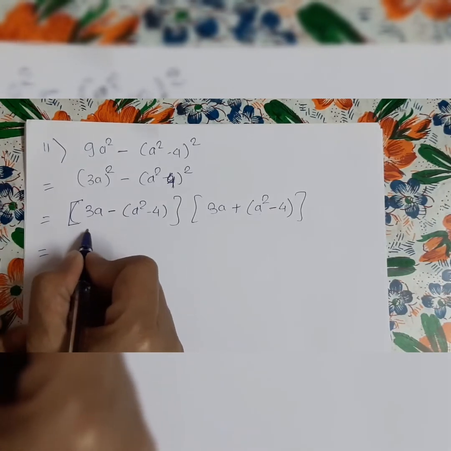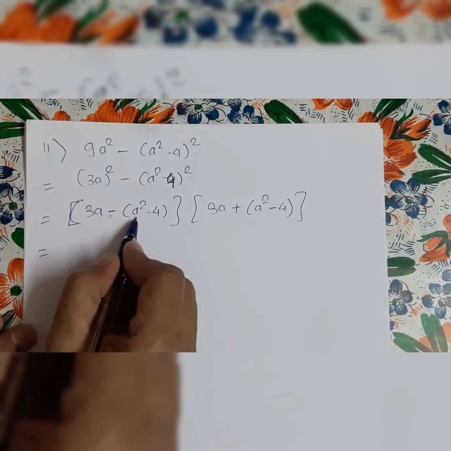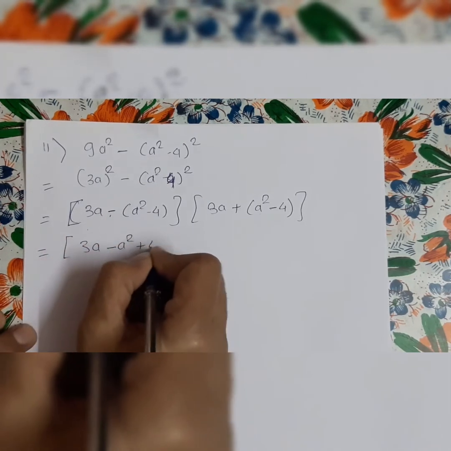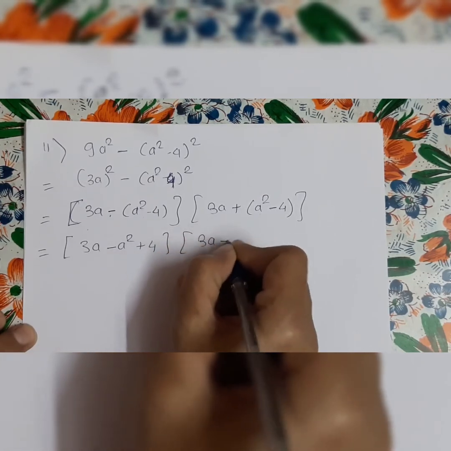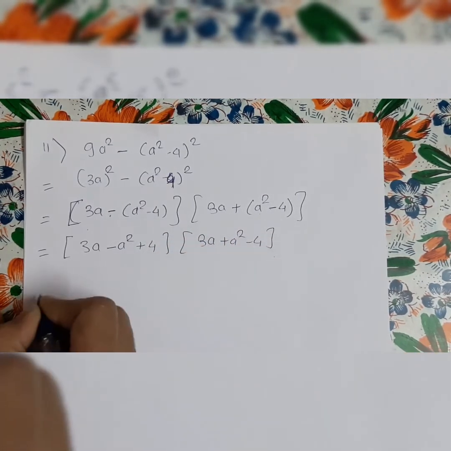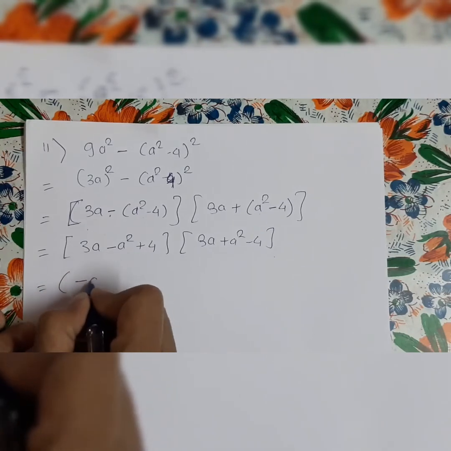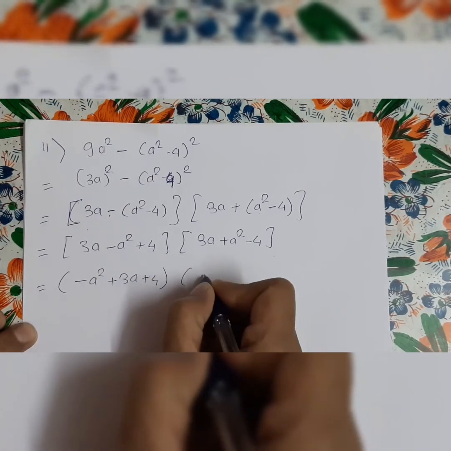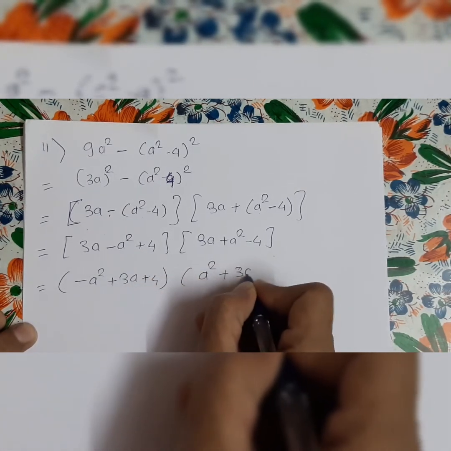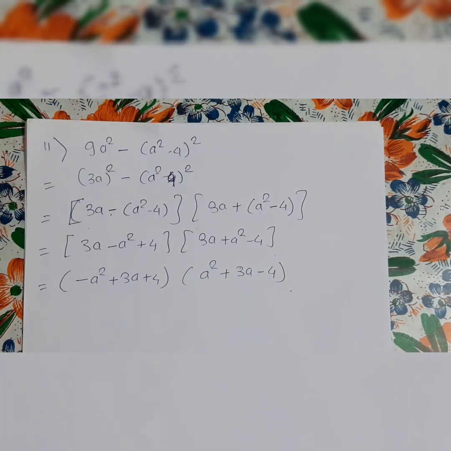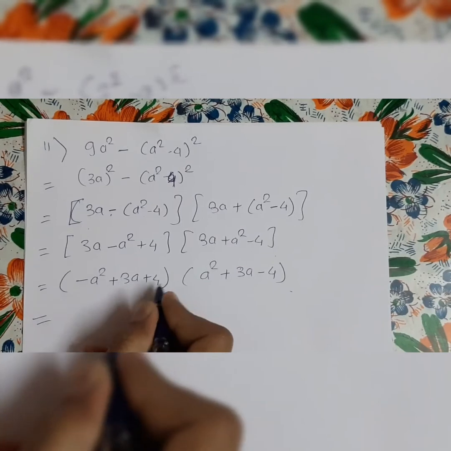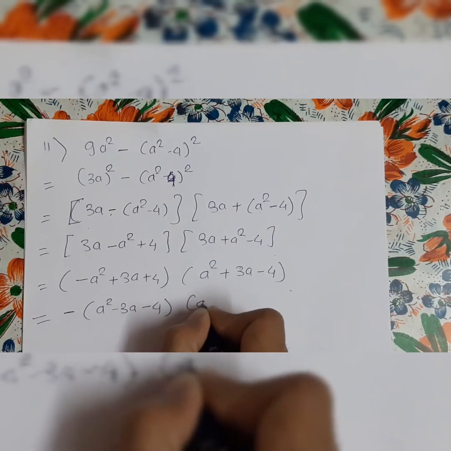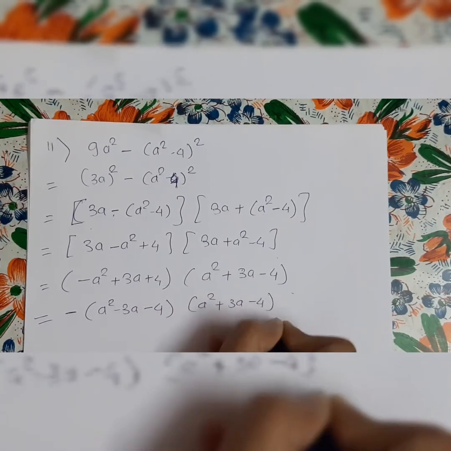Now here, as the negative sign is outside the bracket, the inner signs will get changed. So it is 3a minus a square plus 4, and here it is 3a plus a square minus 4. Just rearrange the terms. It is minus a square plus 3a plus 4, and here it is a square plus 3a minus 4. Now from the first, if I take the negative sign common, then it will be a square minus 3a minus 4, and here it is a square plus 3a minus 4.